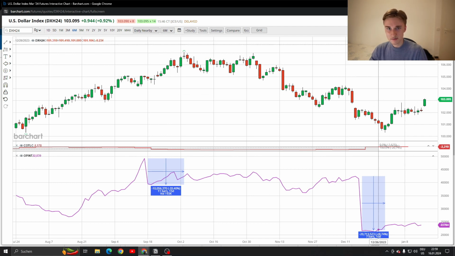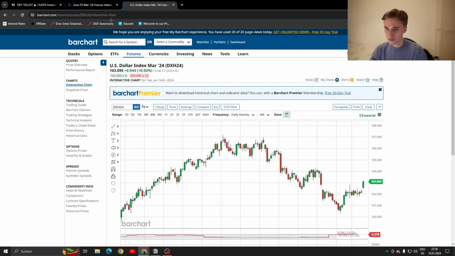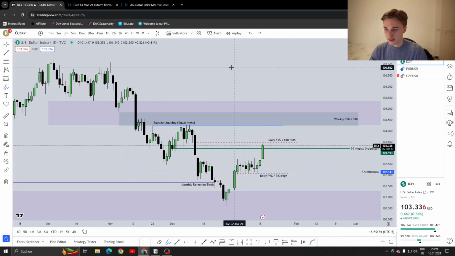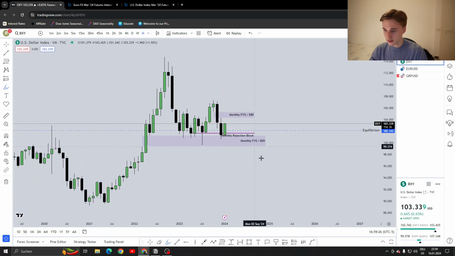And please, if open interest is just declining by itself, it doesn't have to mean anything. You always have to view it in context. We already explained to you that the narrative can also be supported by looking at the monthly chart. We traded away from this rejection block. We are inside a monthly fair value gap, and we're inside the equilibrium price point, and we can revisit this open monthly fair value gap.